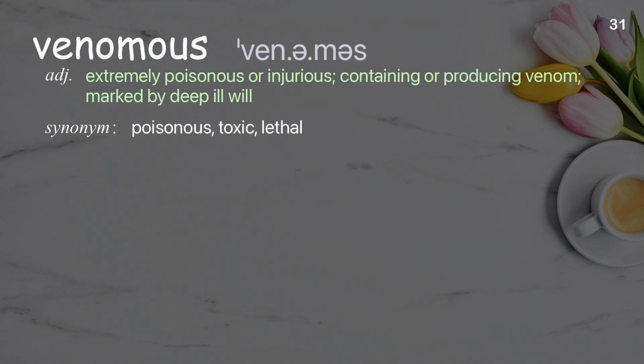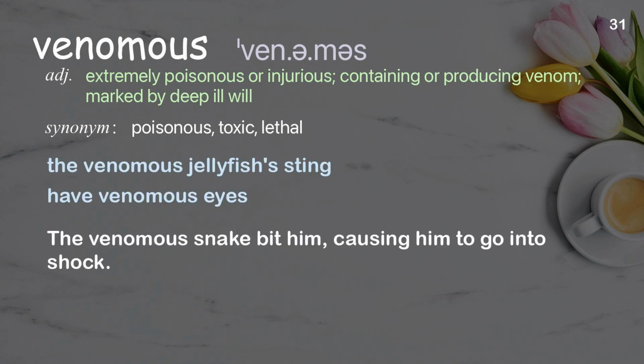Venomous. Extremely poisonous or injurious, containing or producing venom, marked by deep ill will. Examples: The venomous jellyfish's sting. Have venomous eyes. The venomous snake bit him, causing him to go into shock.